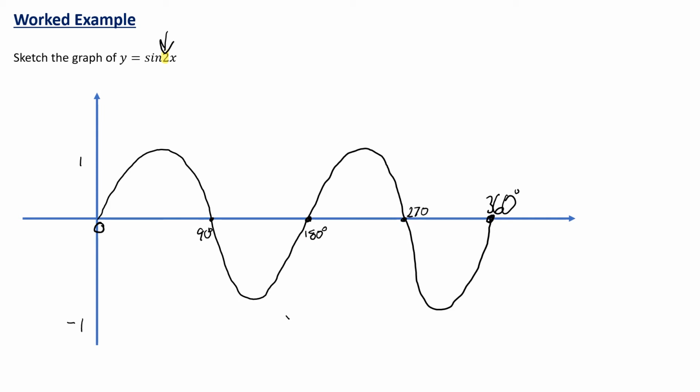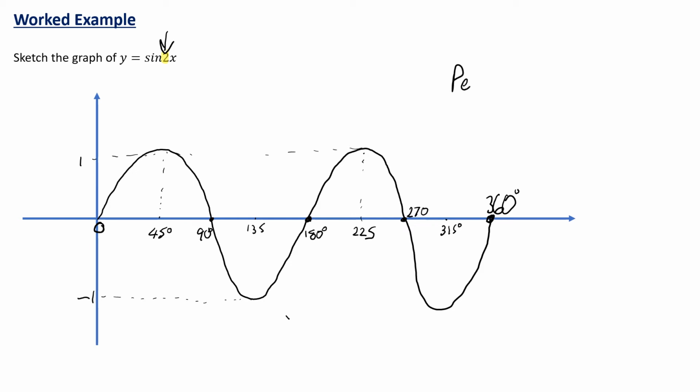Then the maximum of 1 happens at 45. And it also happens here as well, and that's at 225. The minimum occurs at 315 and 135. Just need to bring that up a little bit. So this is the graph of y equals sine 2x.